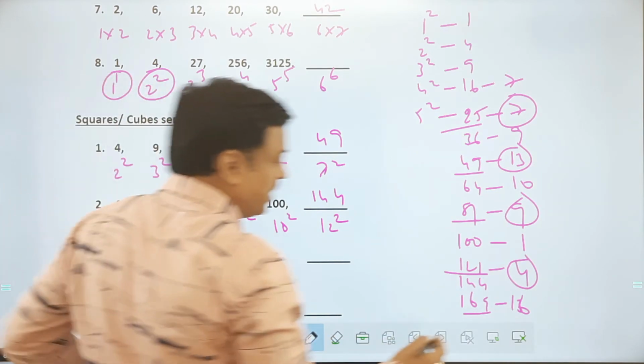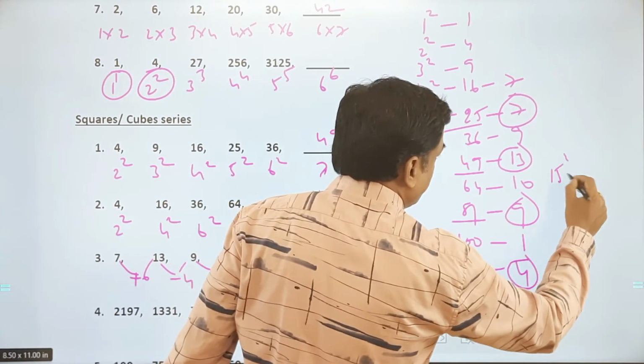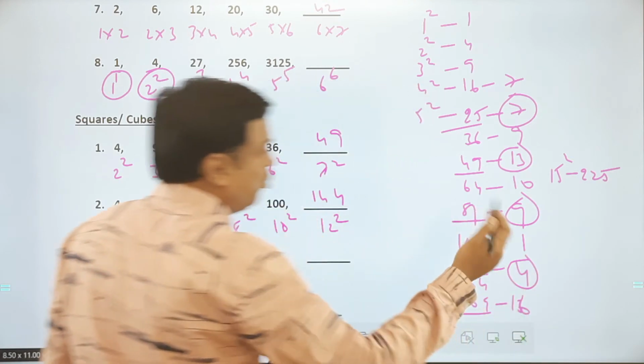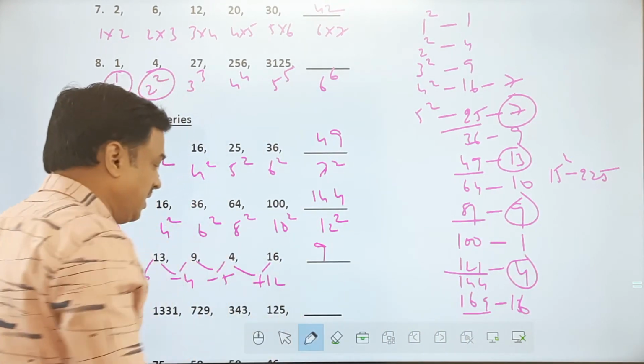So what is the number here? 13 square we got it. Next one has to be 15 square, which is 225. 2 plus 2 plus 5, this has to be 9 in that case.